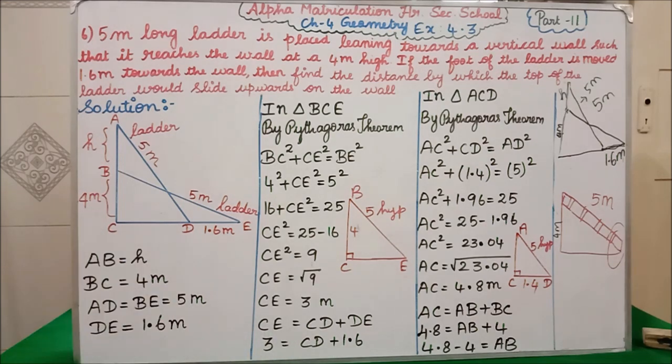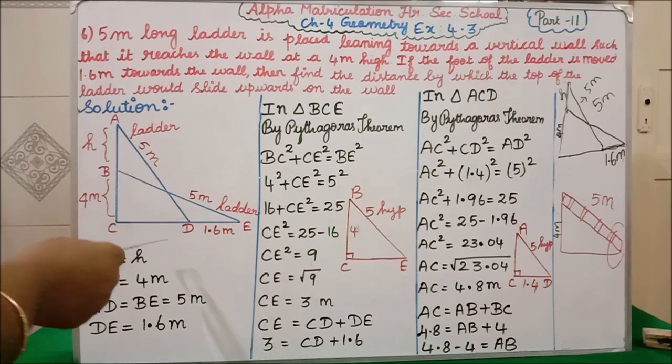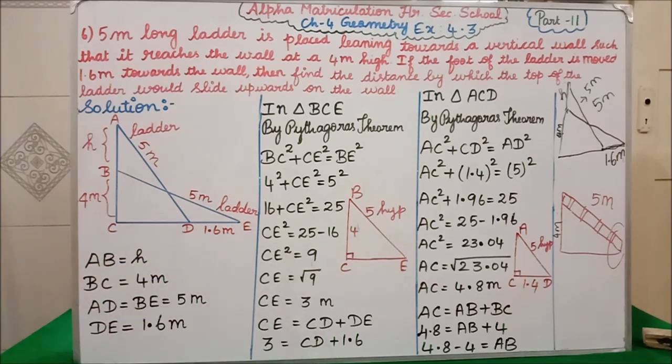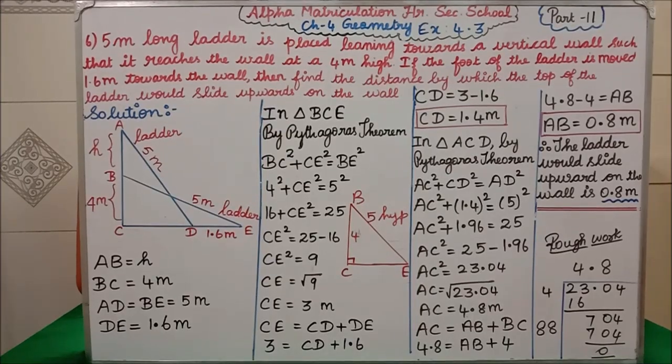So I have written CD plus DE. Distance we know 1.6. So I have written. Clear all of you? Up to this all. See the next step. CD is equal to, next what we have written? 3 minus 1.6. So from 3 if you subtract 1.6, what we will get? CD equal to 1.4 meter we will get.